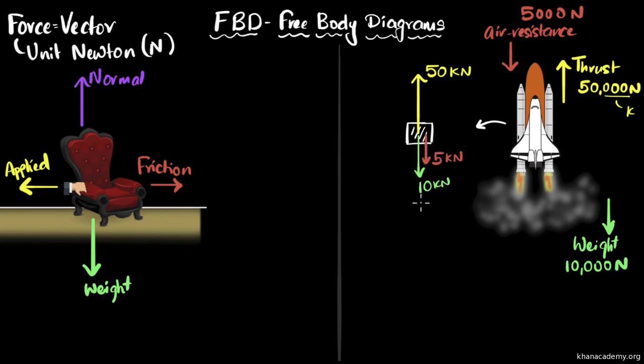Congratulations, our very first free body diagram. It's called free body diagram because we are freeing the rocket from its surrounding. We're not drawing any surrounding over here. We don't care about the forces acting on the surrounding. We're only drawing the forces on that particular body that we're interested in, freed from its surrounding, and that's why it's called a free body diagram.